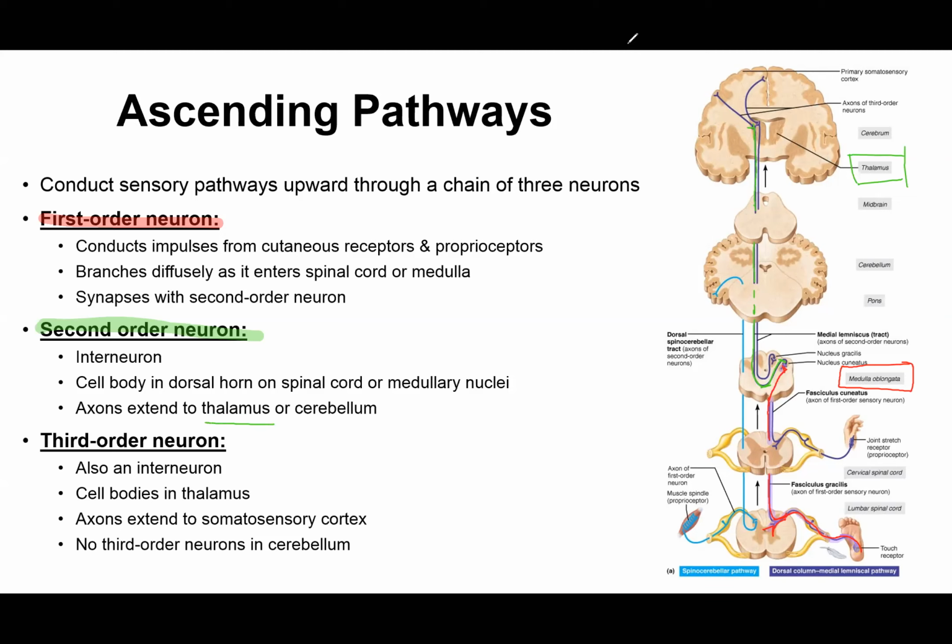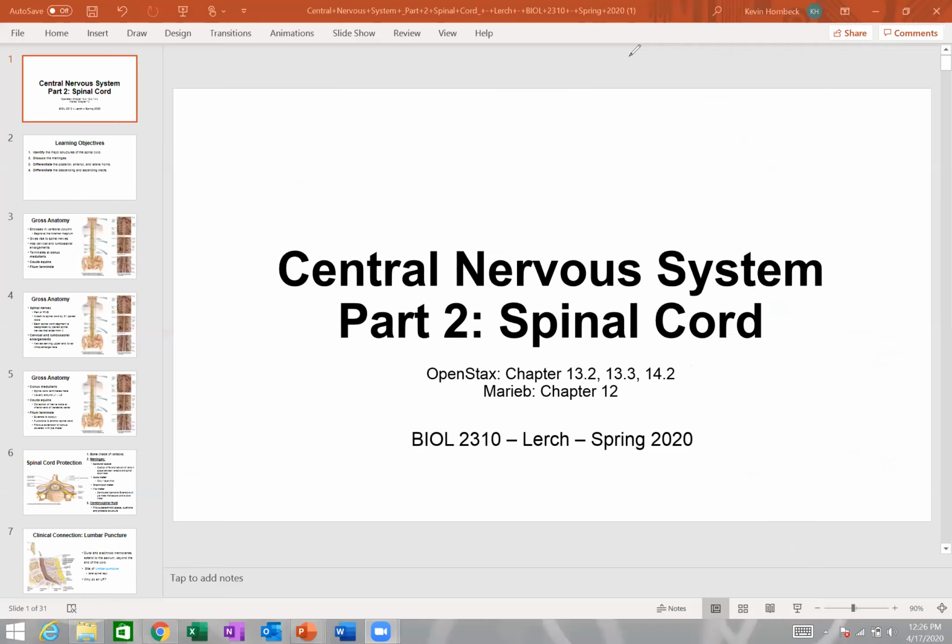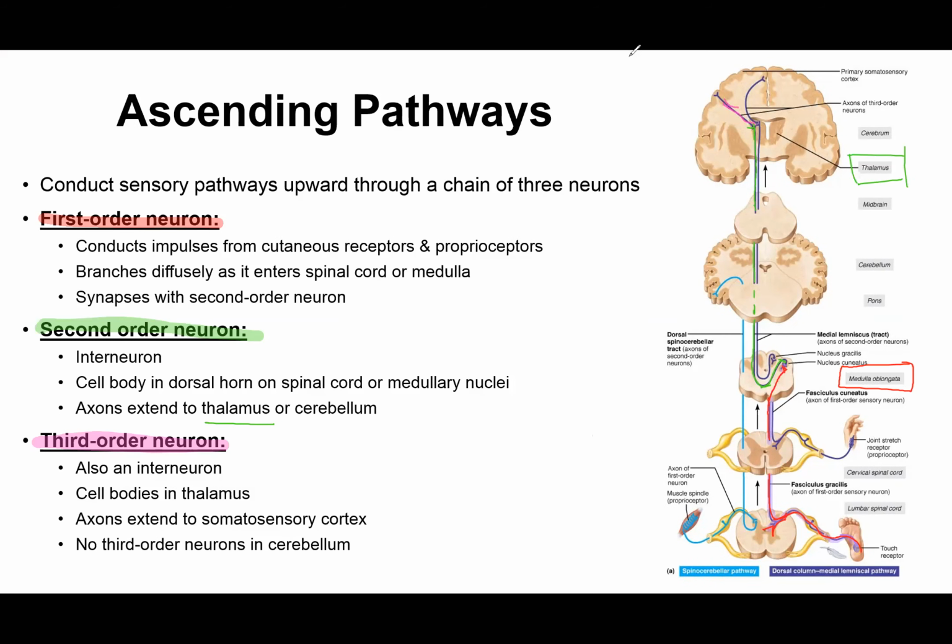All right. And then from here, the third order neuron, which I'll just draw in pink, is also an interneuron, and its cell bodies are in the thalamus, which is important because that's where the synapse of the second order neuron needs to occur. And so the axons of this third order neuron are going to project to the somatosensory region of the cortex.